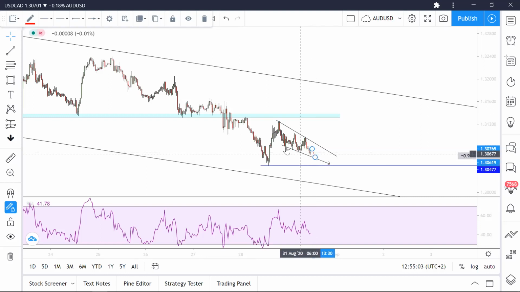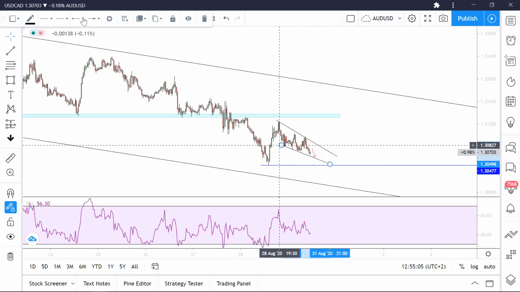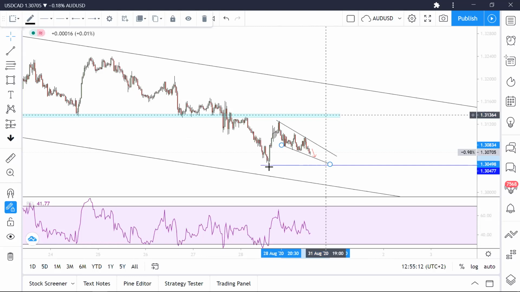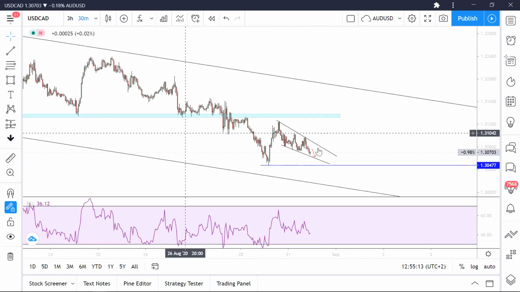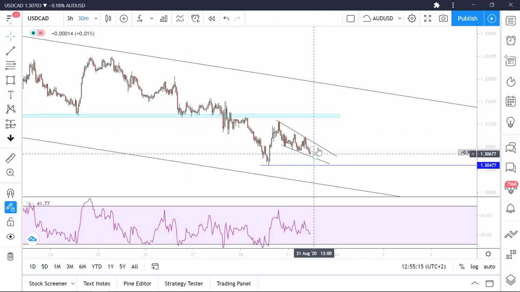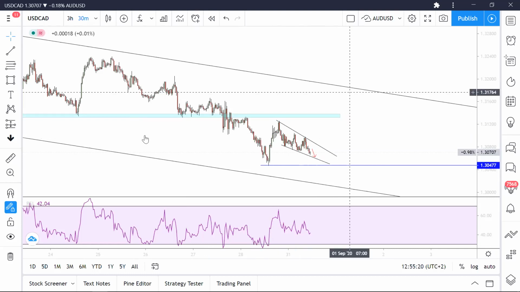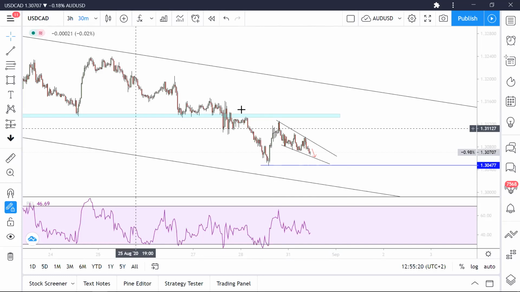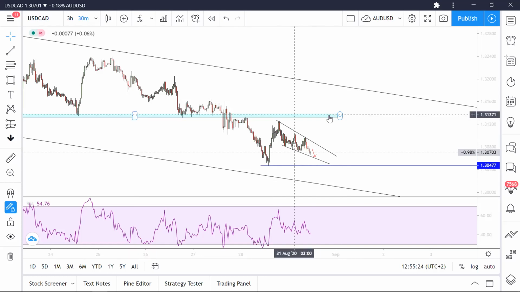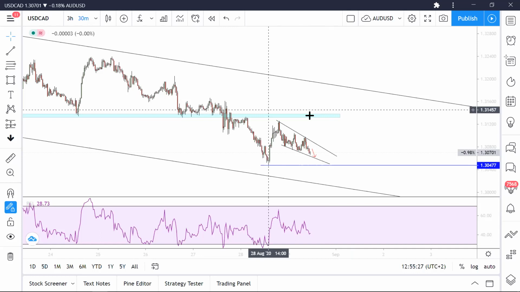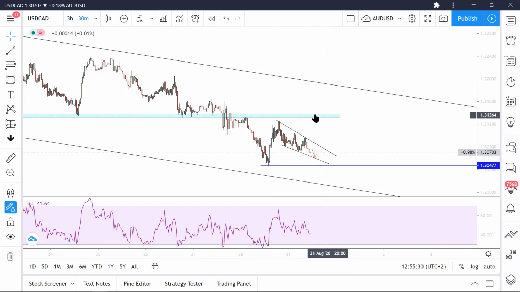If price actually does decide now to turn and continue making its impulsive move to the upside, what I'm potentially looking for here is a break of the structure over here, and then we could be looking for some further upside. Now you can expect a bit of slow down in momentum as price approaches this resistance area here, which was our previous support on the hourly and 4 hourly time frame.